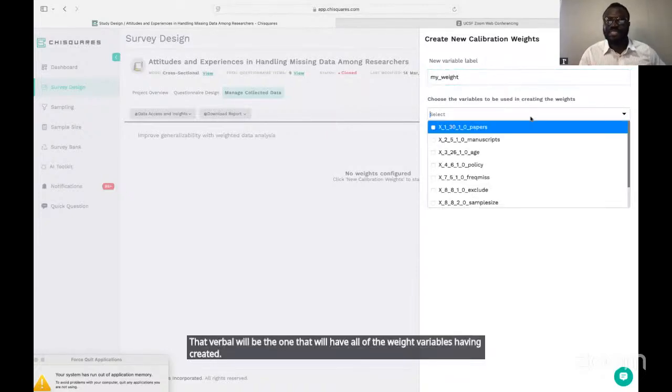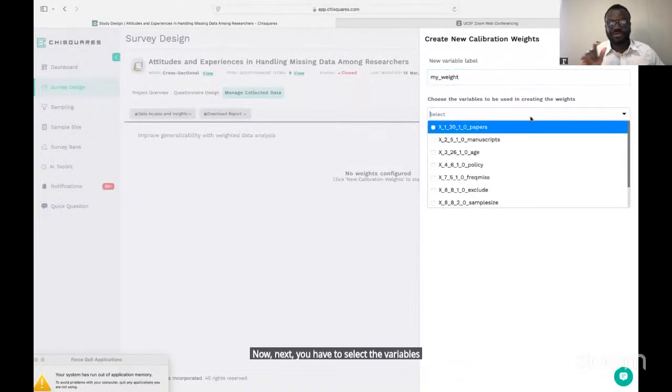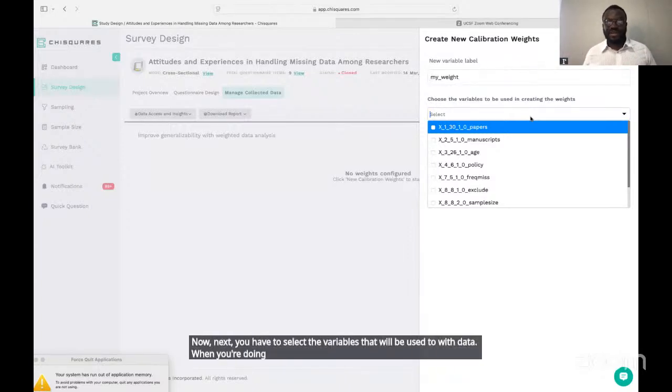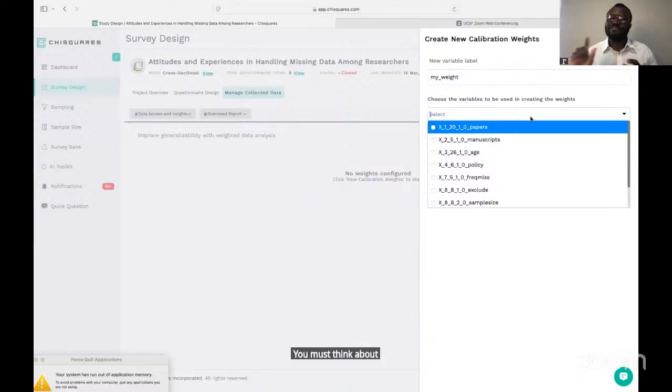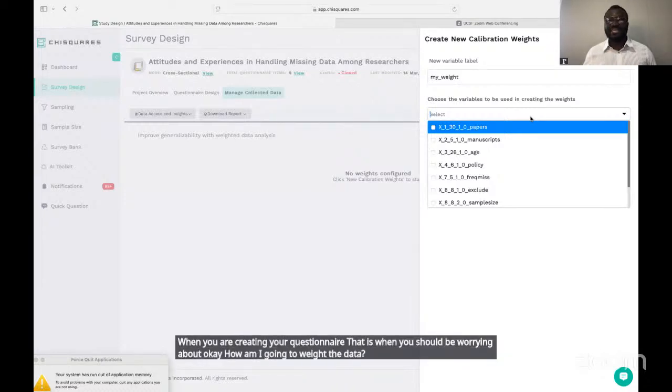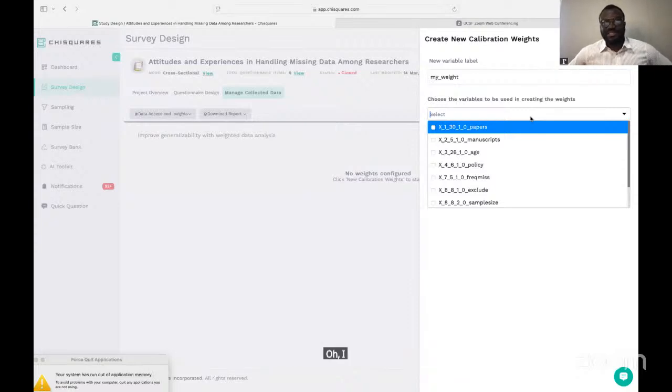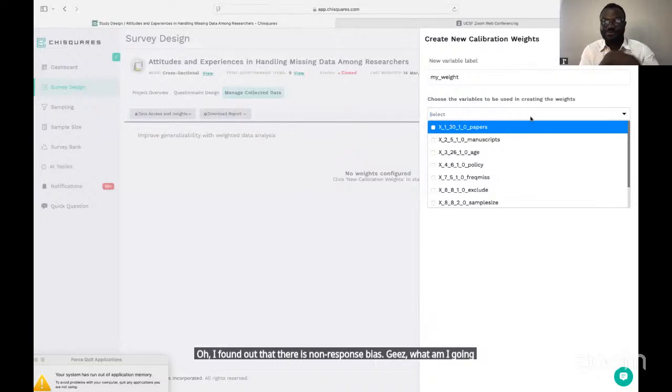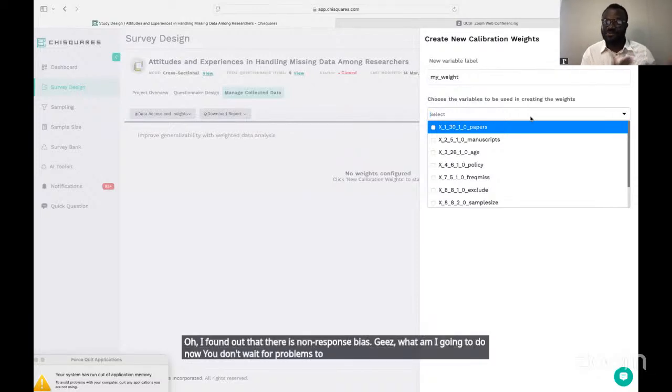Now, next, you have to select the variables that will be used to weight the data. When you're doing a survey, a large national survey, for example, you must think about issues of weight before you start even collecting data. When you're creating your questionnaire, that is when you should be worrying about, okay, how am I going to weight the data? It's not when you've collected the data, you now say, okay, oh, I found out that there is non-response bias. Geez, what am I going to do now? You don't wait for problems to occur first before you start worrying about them.